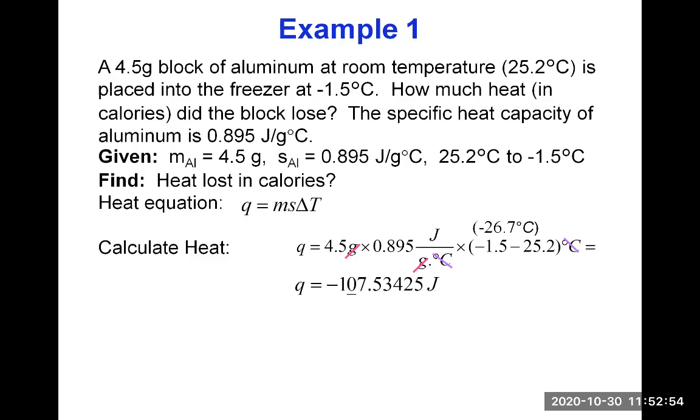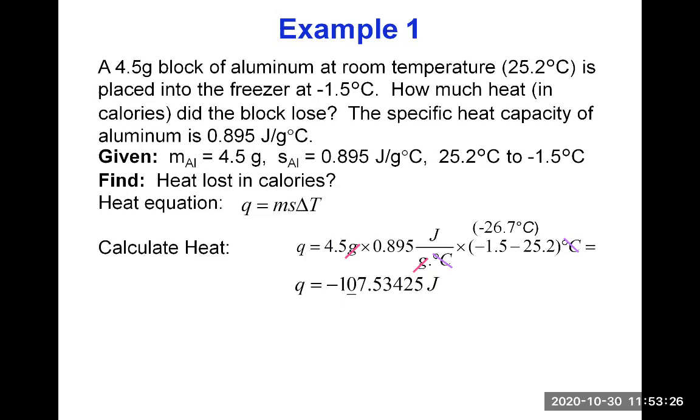Next, you do the multiplication, and 4.5 times 0.895 times negative 26.7 gives a negative value for the heat, which is expected because it's heat that was lost by the system here. The system is the block of aluminum. It's been put in the freezer, so it has lost heat. And so that's why it's a negative value. So that's the calculator answer there in joules.